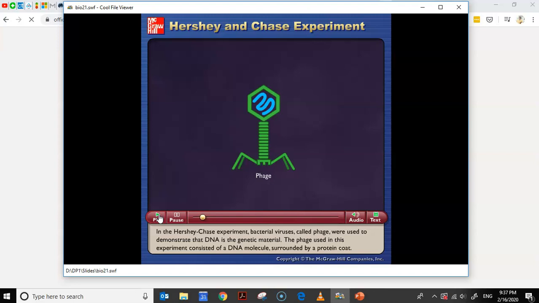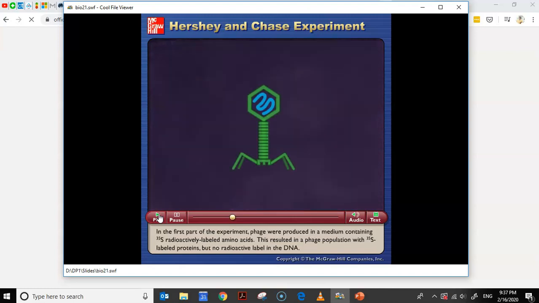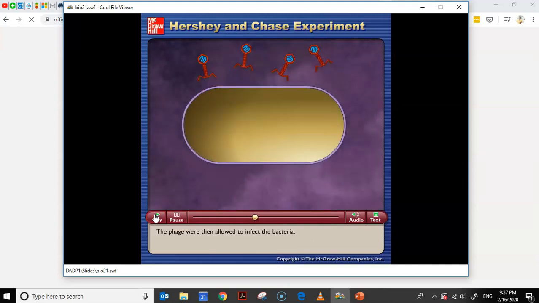Hershey-Chase experiment, bacterial viruses called phage were used to demonstrate that DNA is the genetic material. The phage used in this experiment consisted of a DNA molecule surrounded by a protein coat. When phage infect bacteria, they attach to the surface of the bacterium and inject the DNA into the cell. The protein coat remains on the outside of the cell. In the first part of the experiment, phage were produced in a medium containing S35 radioactively labeled amino acids. This resulted in a phage population with S35 labeled proteins, but no radioactive label in the DNA.